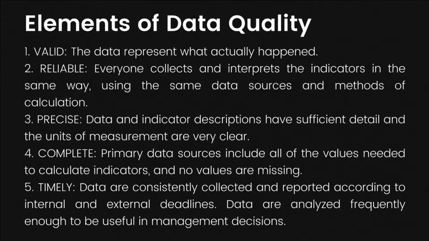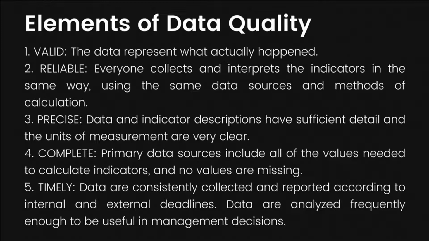What are the elements of data quality? We actually have six. Number 1, valid. The data should be valid and it should represent what actually happened. Number 2, reliable. Everyone collects and interprets the indicators in the same way, using the same data sources and methods of calculation. Therefore, one thing should be valid and the other should be reliable, so that we could have the truthfulness of the data offered to us.